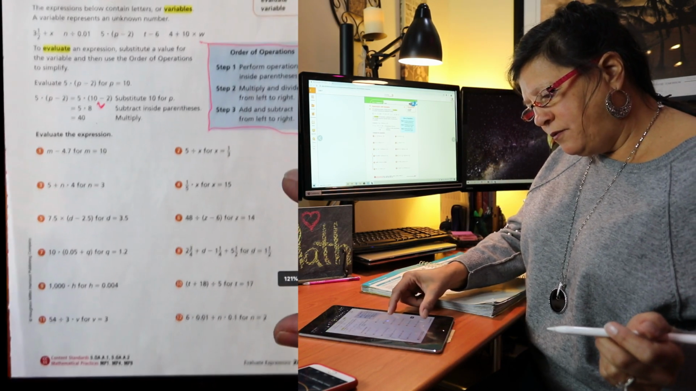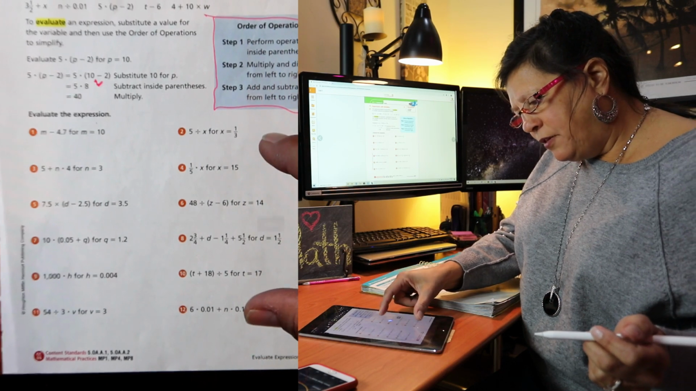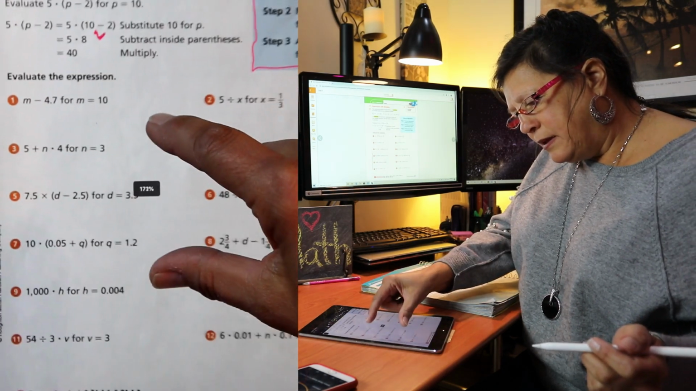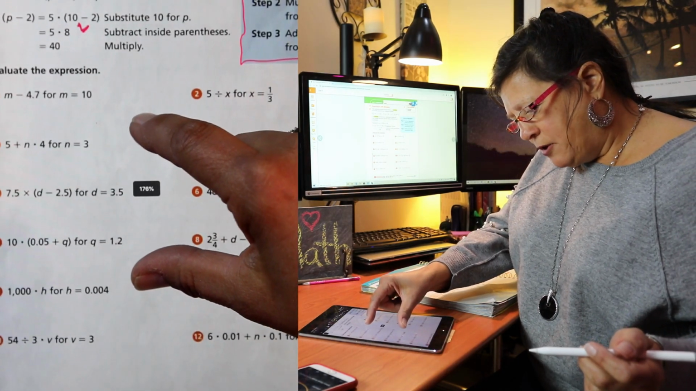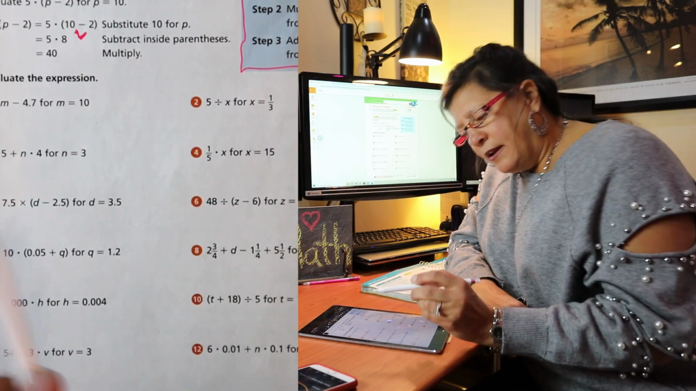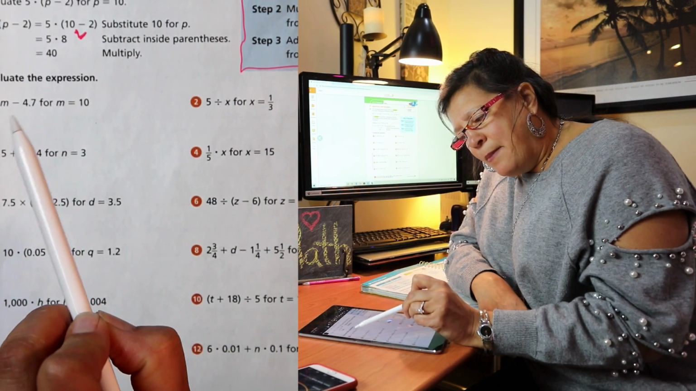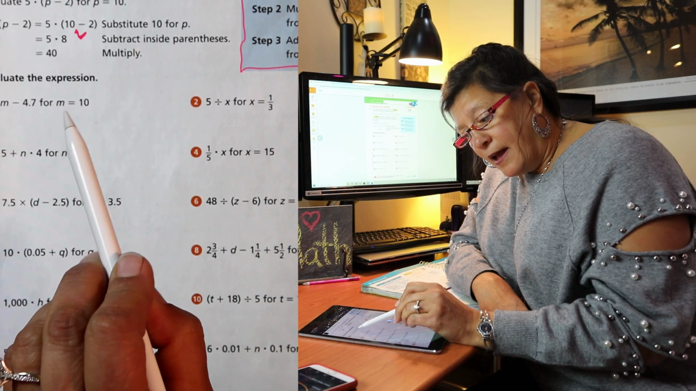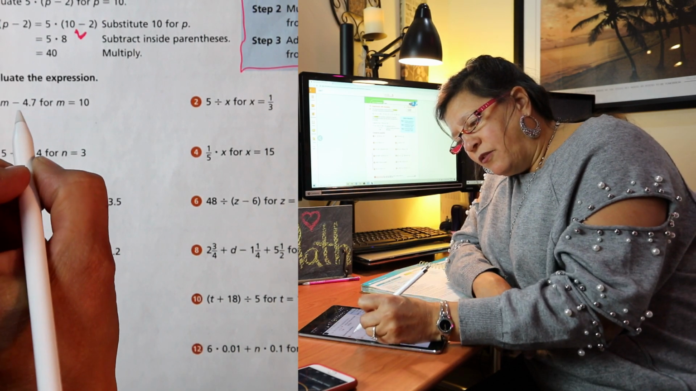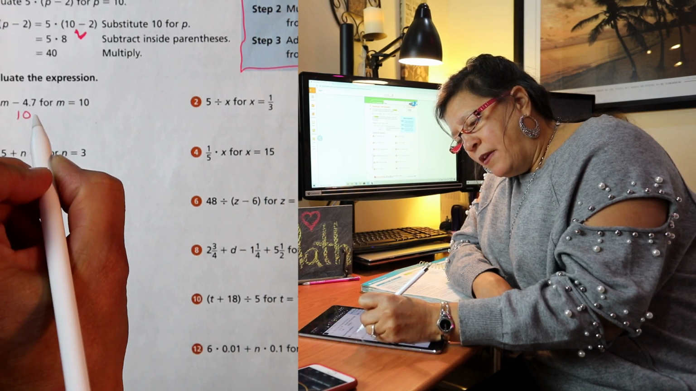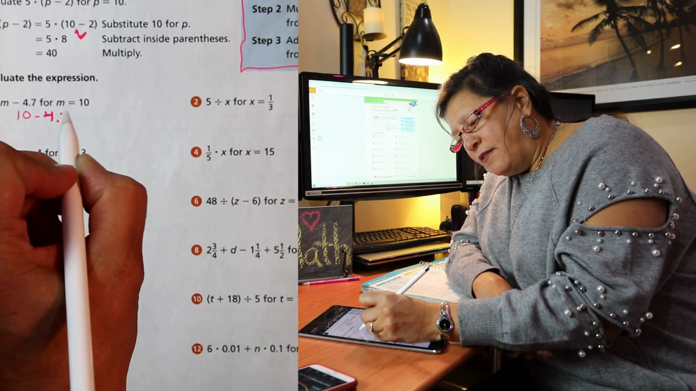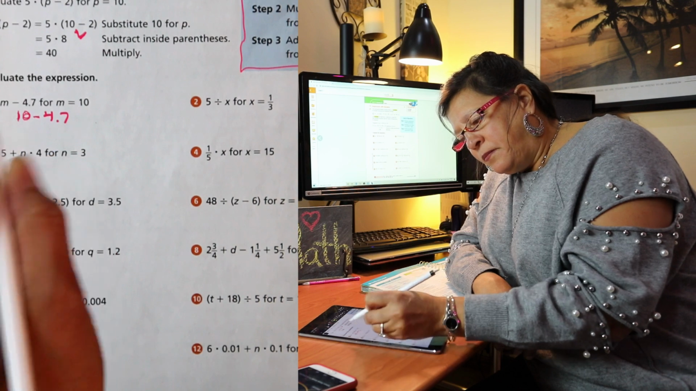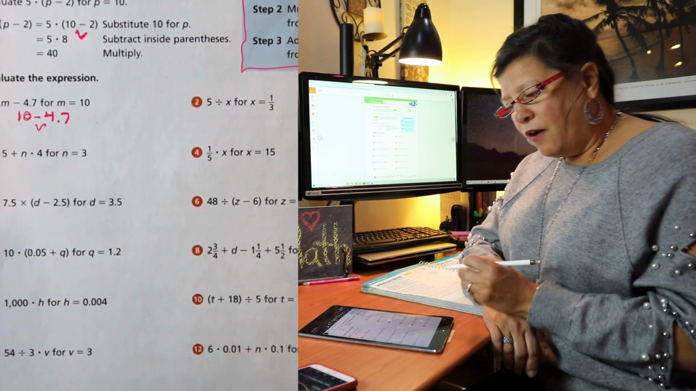Okay, so let's do some of these together. I'm going to blow this up a little bit so that I can get my ice cream cones going in there. All right. So number 1, we have m minus 4.7. Well, we're going to replace m with 10. So we're just going to rewrite the expression, 10 minus 4.7. Okay, and then you're going to solve that.